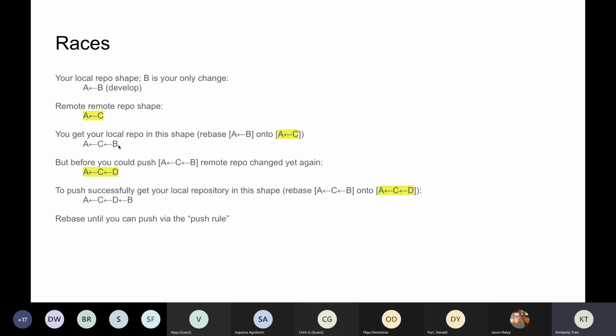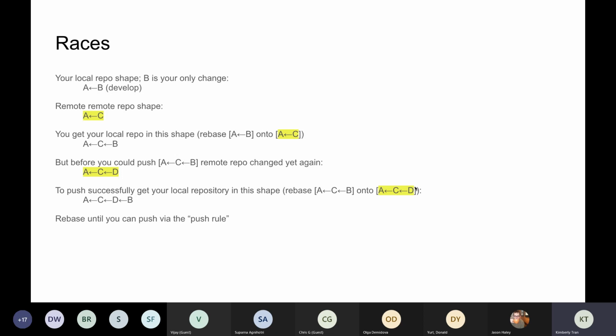So that's fairly basic. Okay, so now you want to push it, but before you push, because this is distributed, other people could have beaten you to the punch again. So before you push ACB, the remote repo has changed again, and someone else has sneaked in D now. So the repo now is at ACD, so you can't push. So Git will say, well, if I push AC and B, D is no longer reachable from B, so therefore by the push rule, it's rejected. Okay, so to push successfully, you have to do the same thing again. You have to fetch, and you have to rebase AC and B onto AC and D.